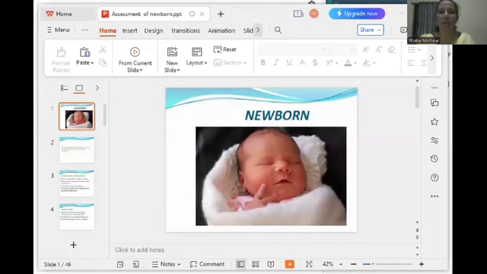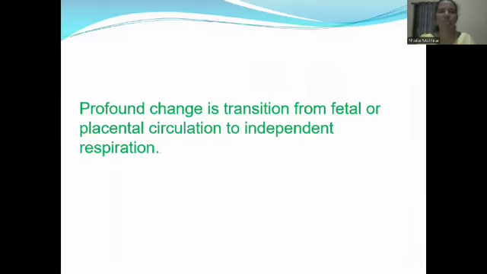Today we are going to see about the topic Apgar scoring. What are the major changes occurring in the child after birth? There is a profound change occurring in the baby: the transition from fetal or placental circulation to independent respiration. Till the birth of the baby, the mother gives everything through the placenta. After cutting the umbilical cord, the baby starts his or her independent respiration.